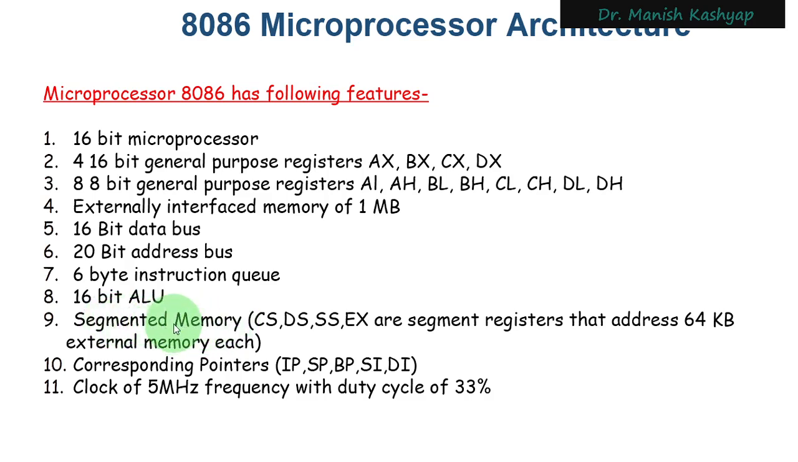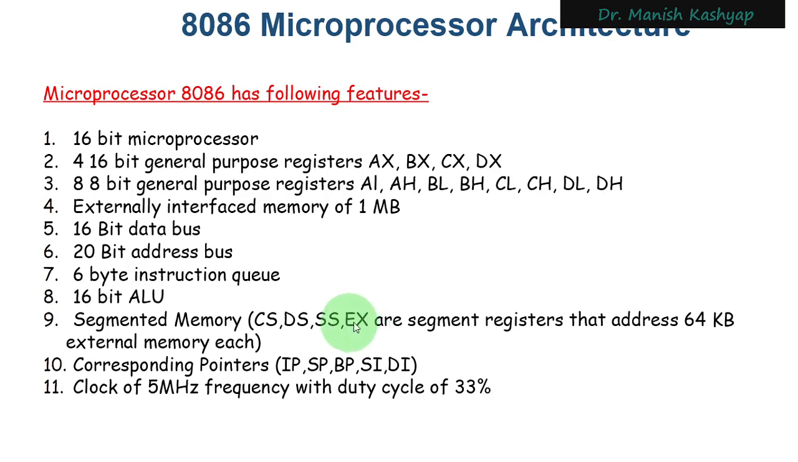Memory is not present inside this 8086 microprocessor. It has to be externally interfaced. So this externally interfaced memory of 1 megabyte is segmented. It is divided into code segment, data segment, stack segment, and extra segment, and their corresponding base addresses. We will come to know what base addresses are. So these base addresses are stored inside the microprocessor in the corresponding registers with the same name. This is CS, DS, SS, and ES.